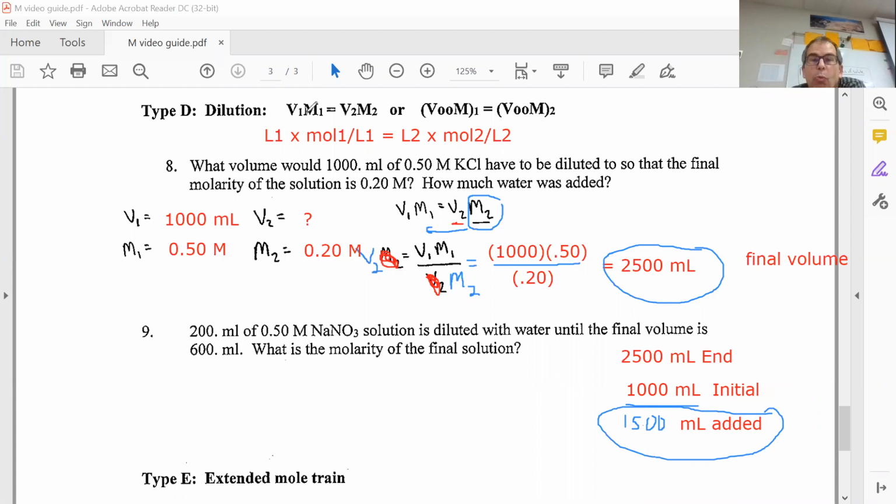Just one last piece. Why does this formula V1M1 equals V2M2 work? If I look at this, liters 1 times molarity is moles 1 over liters 1, equals liters 2 times moles 2 over liters 2. I cross out the liters 1, I cross out the liters 2, and at the end of the day, your moles of solute stays the same. So if you add water, your moles of solute stay the same. That's why this formula works. Notice you can do it in milliliters or you can do it in liters as long as both answers are the same. Just report those.